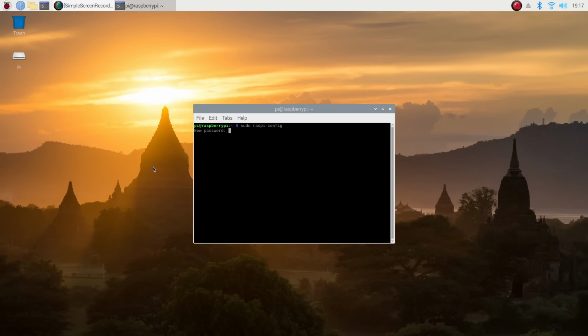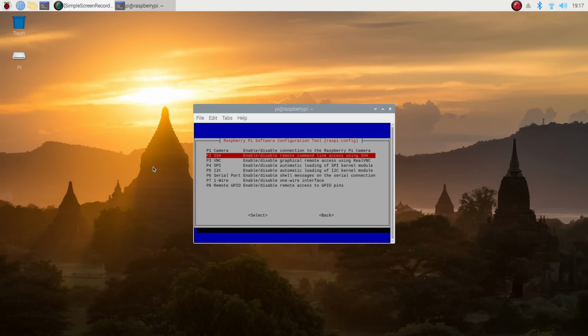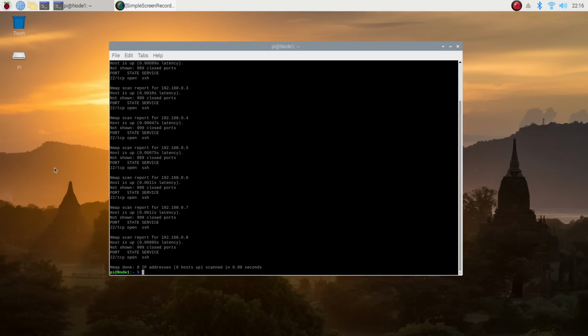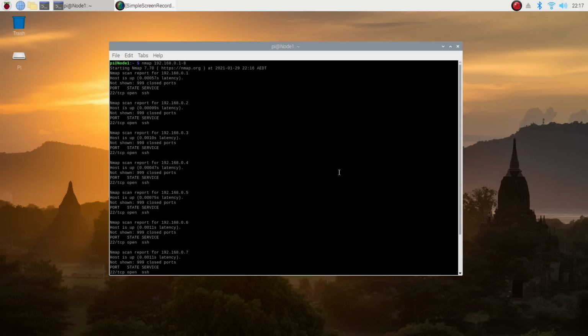I'm going to rename each node with a number, so node 1 is the host, and then numbers 2 to 8 for the other 7 nodes. I'll also configure the IP addresses in that sequence so they're easy to follow. We can now use the nmap utility to see that all 8 nodes are online.